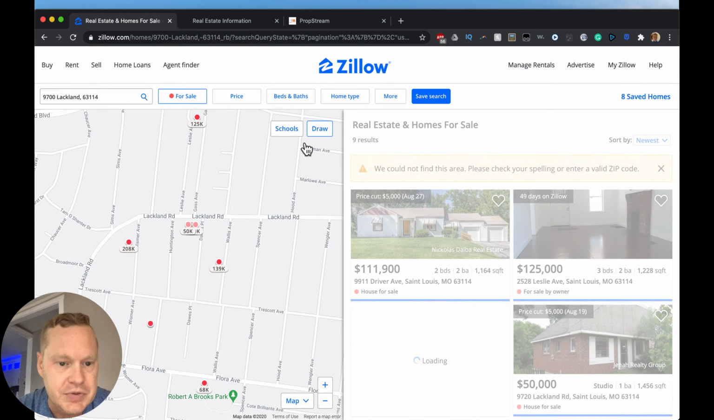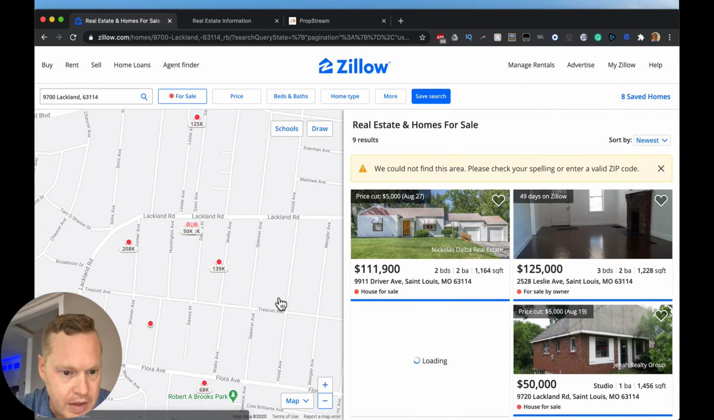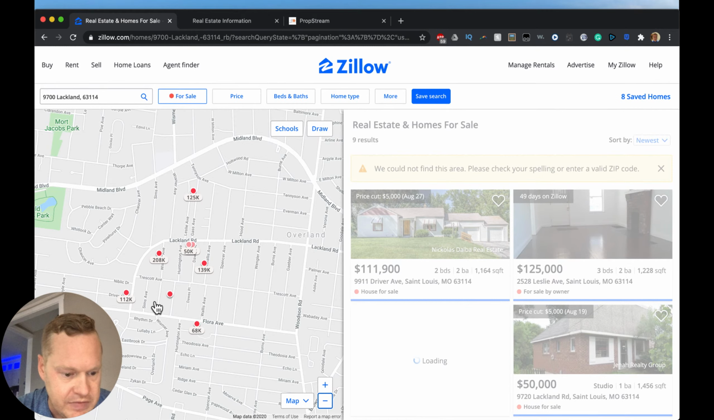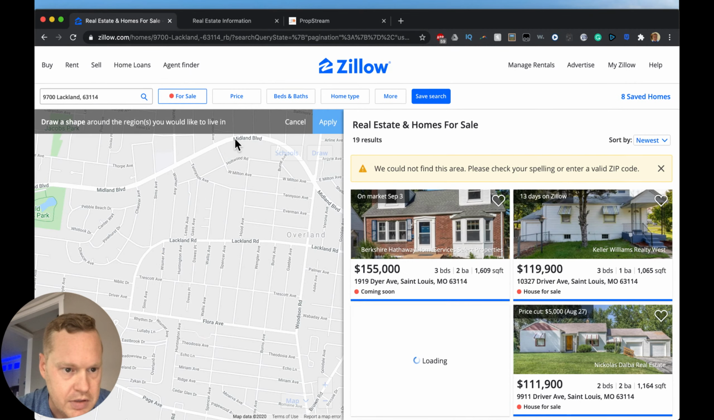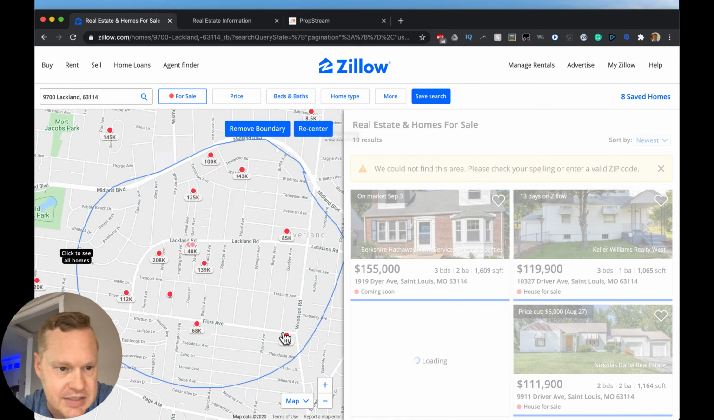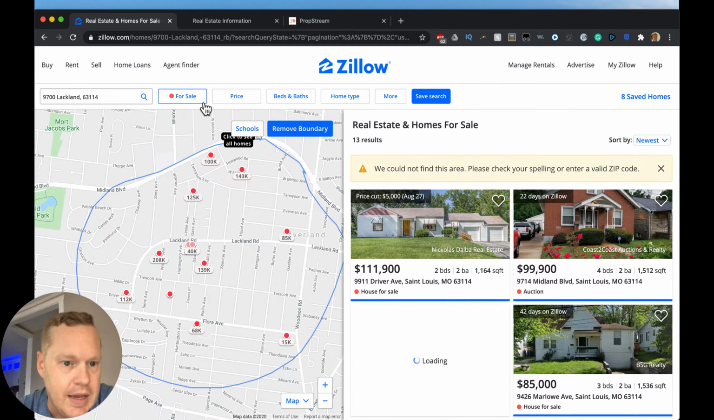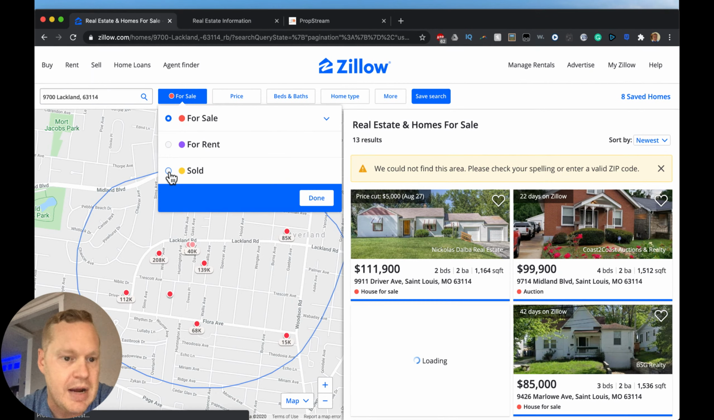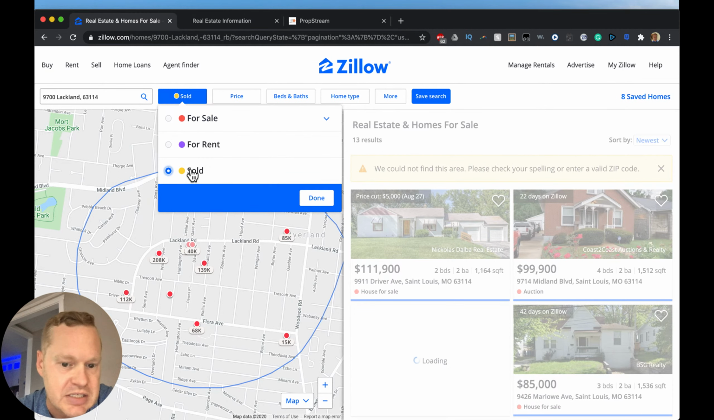I am going to use the little draw tool. I'm going to go out. Let's just draw on here. Draw a shape around the regions. Let's see if it's dry. There we go. It's starting to get it. Not going to cross that big road. There we go. So let's apply it there. So now I've got a lassoed section here that I'm looking at. And I want to look at sold properties, not for sale, just these sold properties.